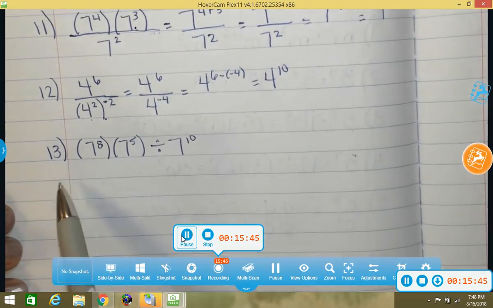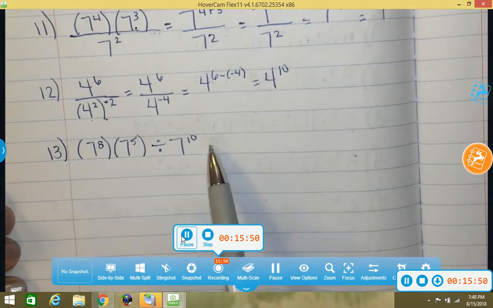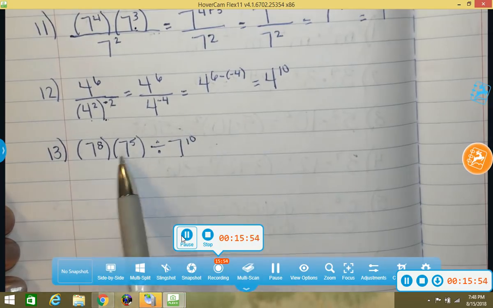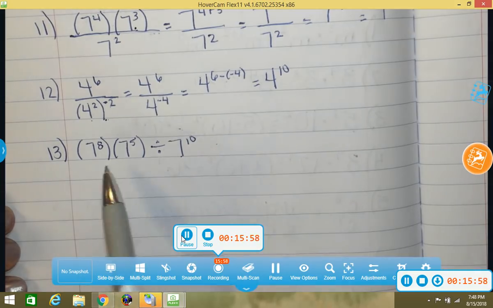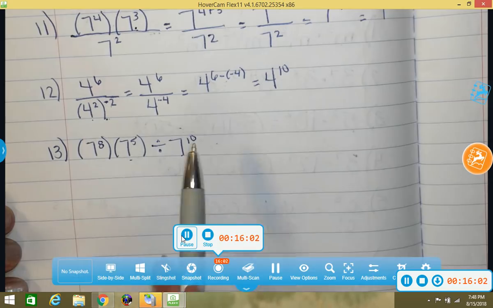So again, if you're thinking about order of operations, you know that you have to start from the left and work your way right. You can't just go ahead and divide these. You need to go ahead and simplify it here and then divide it out. So simplify this just like you did on number 11. So you go ahead and do that now.